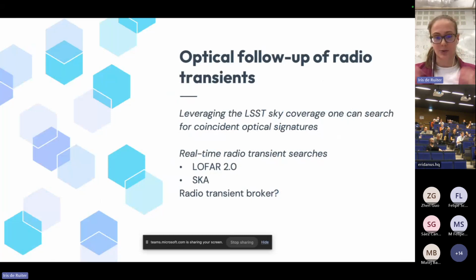And yeah, I just want to finish by saying that maybe we can in the future have a radio transient broker. It's been really interesting to hear about everything that you are already working on, which maybe I will need in the future to do the same thing for radio.